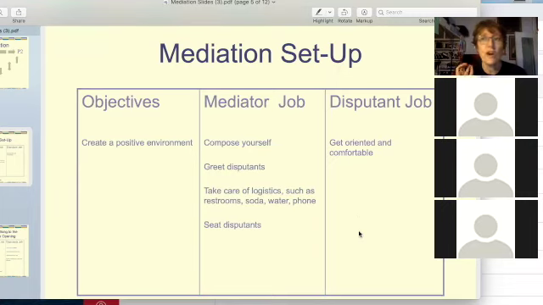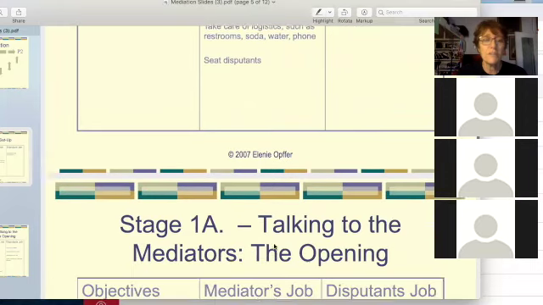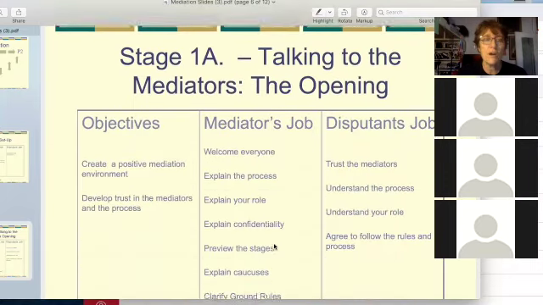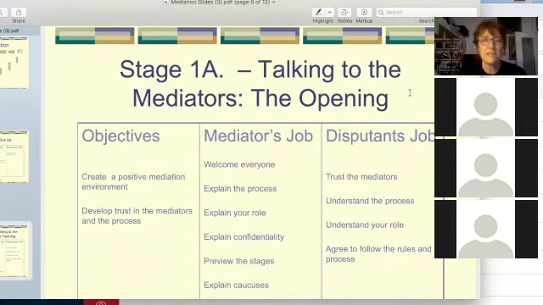Okay. And you can always go back and watch my video to see what I did, to see how it's done. Okay. All right. So we're moving then into stage 1 of the mediation, which actually gets the mediation going now. And we continue with wanting to keep a positive environment. And then also we want to develop trust in the mediators and the process itself, so they have faith that this can work.